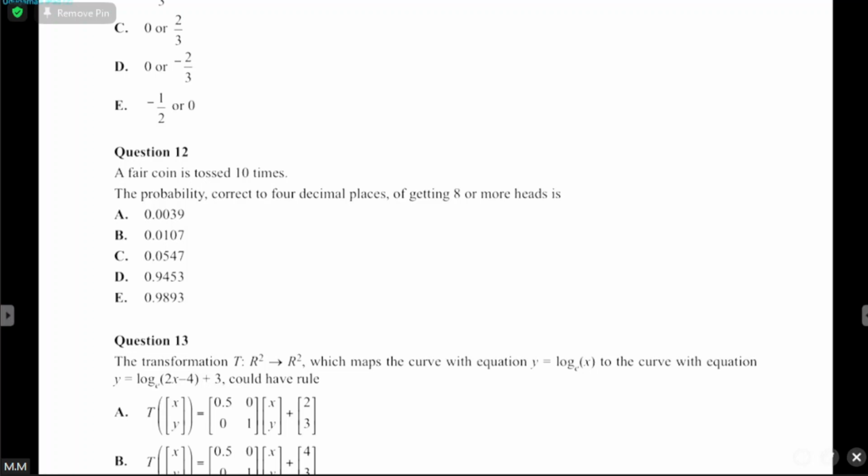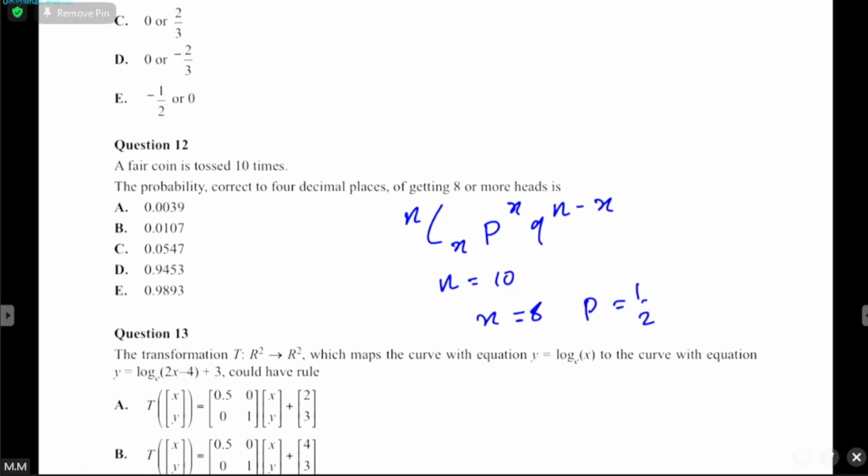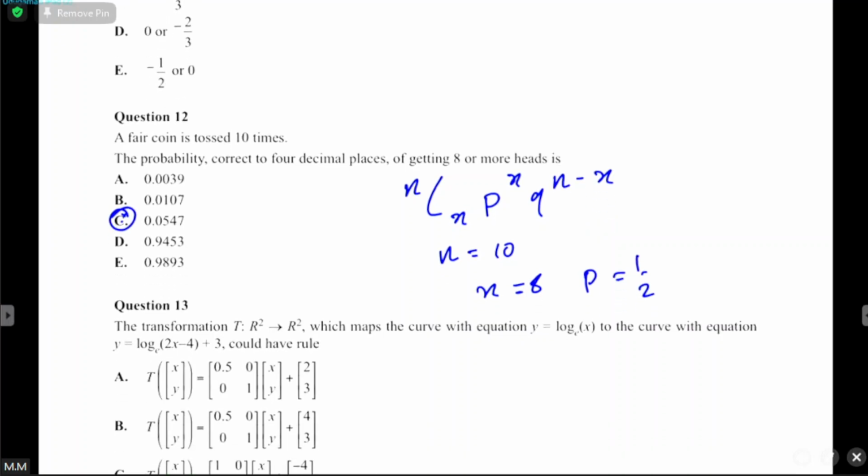A fair coin is tossed 10 times, so I used, you can use this, right? That's binomial, yeah, you can use that. So I did nCx, so this is the formula you use. n here is 10, x is 8, p is equal to half, because the probability of getting heads and tails is half, so when you put that in, you get C.